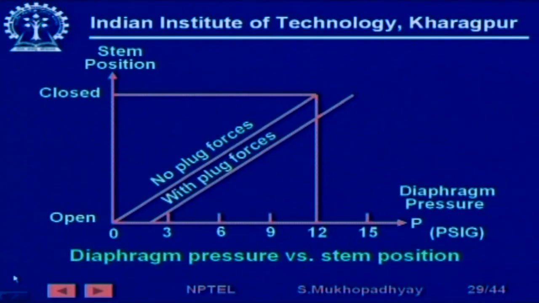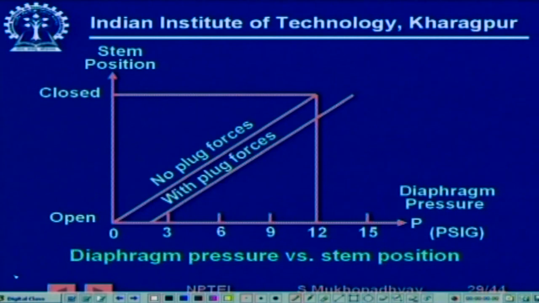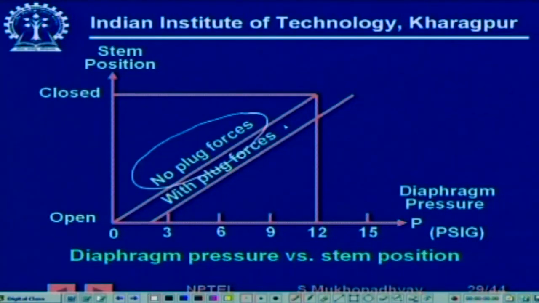As we shall see, if you look at the characteristics of this valve, obviously there are forces acting on the plug, because when the fluid is flowing out through the orifice, it is pushing the plug up or down depending on the flow profile. So there are forces acting on the plug. Because of the valve stem position percent and the diaphragm pressure, there are two things. Firstly, diaphragm pressure to stem position: how much diaphragm pressure is required to create what stem position? And then stem position to flow.